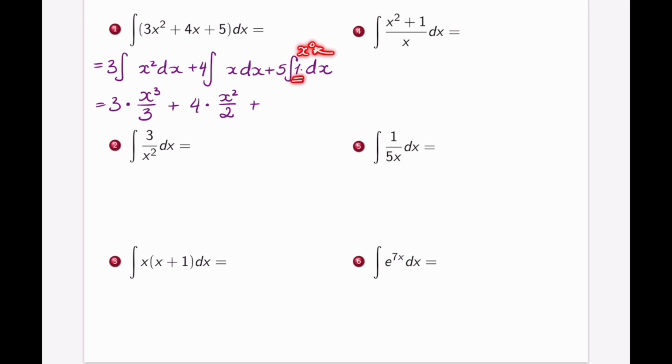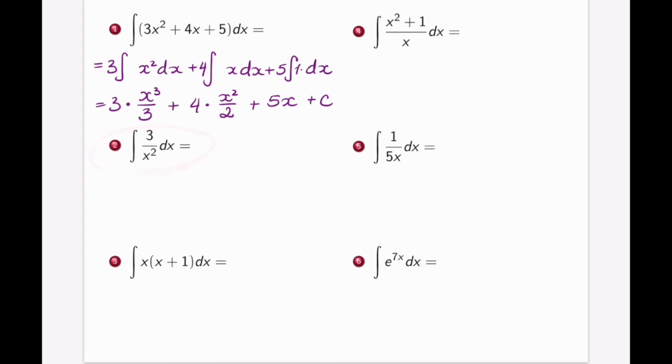I also can realize that in order for me to get 1 as a derivative of something, that something just had to be x itself. So this will give me 5x. And all together, I have to remember that all of these were indefinite integrals, so each one of them came with a constant. I can combine them all to have that one constant at the end.